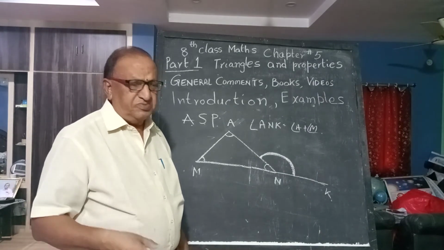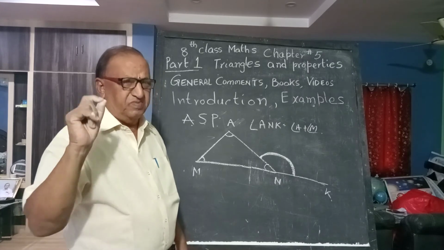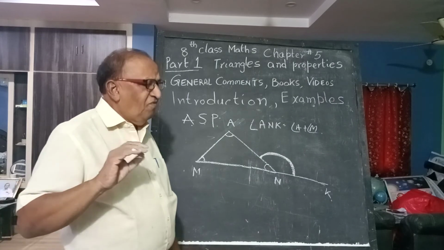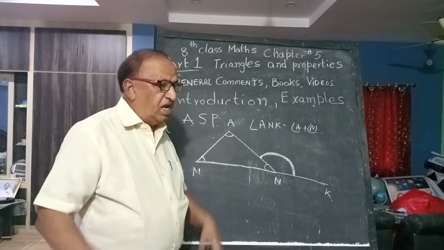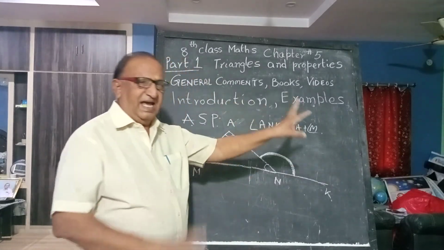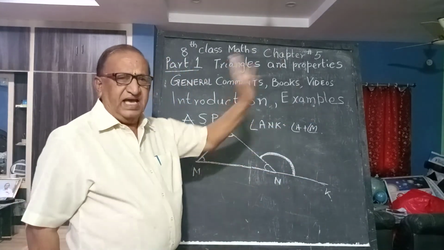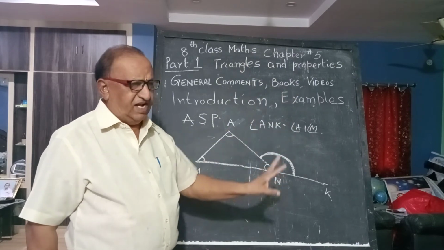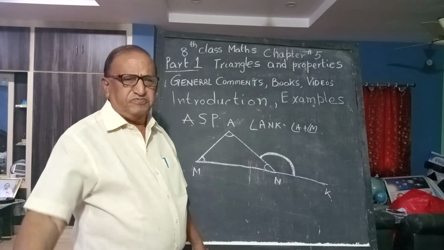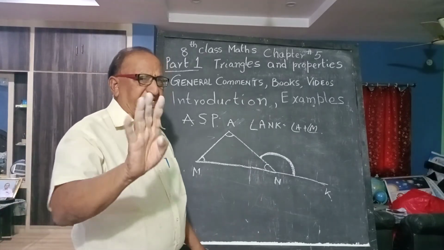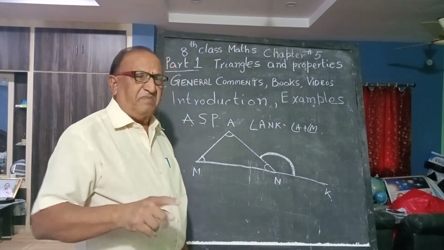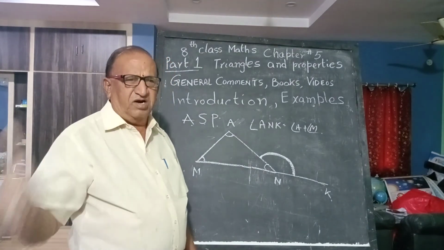When I do these problems, it will be a piece of cake for you. You should be able to understand. So basically, first I defined a triangle, and then how triangles are classified based on sides and based on angles. Sides: scalene, isosceles, equilateral. Angles: acute angle, right angle, and obtuse angle. Then I told you the property that the sum of any two sides is greater than the third side.